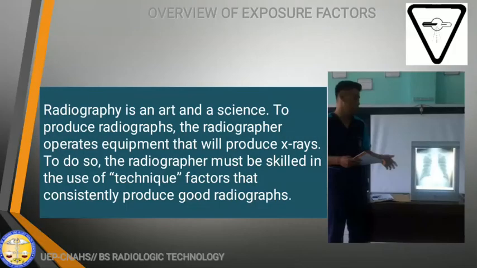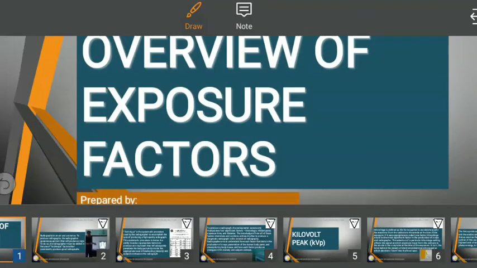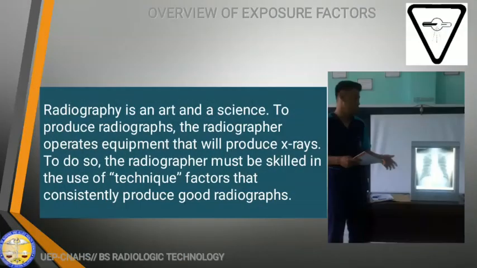Since we know that radiography is an art and a science at the same time, to produce radiographs, the radiographer operates equipment that will produce X-rays. To do so, the radiographer must be skilled in the use of technique factors that consistently produce good radiographs. Like what you can see in our illustration, Mr. Chester Asuncion is having a film critique. Later on, once you finish this program, you are expected to produce a good quality radiograph. For you to do this, you need to have a technique. These are what we mentioned earlier in the title, the technique factors or the exposure factors.